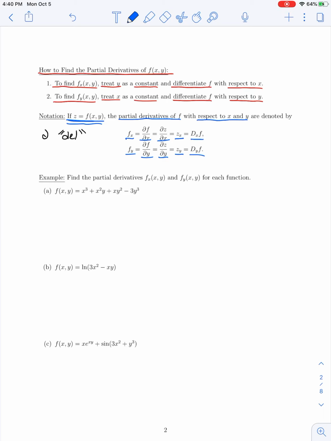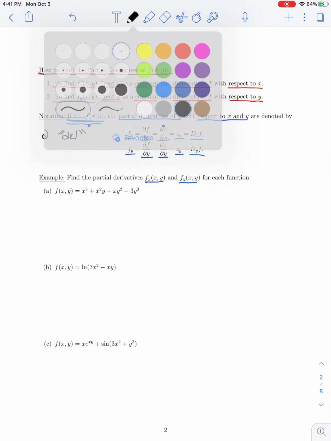So let's look at some examples of finding these partial derivatives of a function and then we'll consider a geometric interpretation. So in our next example, we're asked for the partial derivatives of f with respect to x and of f with respect to y for each of the functions given. So in part A, we have f of x y is some polynomial function of x and y.